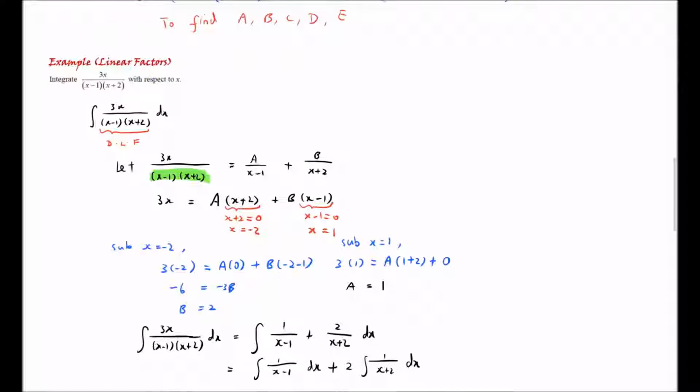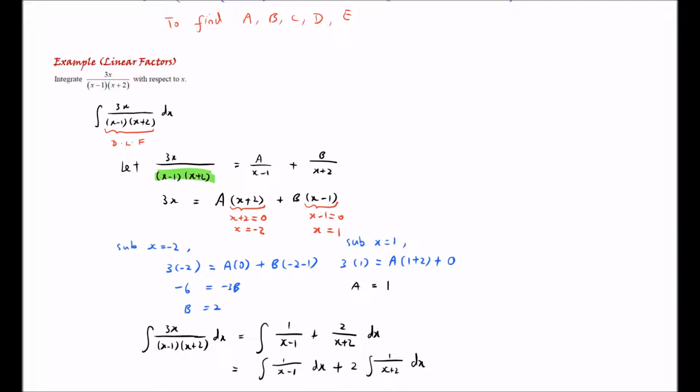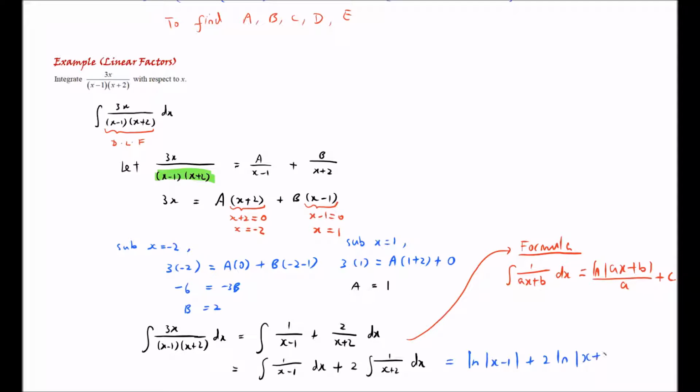To integrate this, we can use a formula. Now what formula to use? In case it's not inside your formula list, you would like to add it into a cheat sheet. The integral of 1 over ax plus b dx is equal to ln modulus of (ax plus b) over a, plus c. So by using this formula, our answer becomes ln modulus of x minus 1, plus 2 ln modulus of x plus 2, plus c.